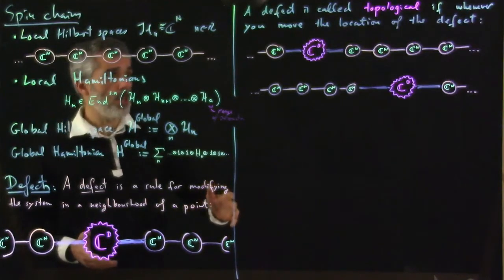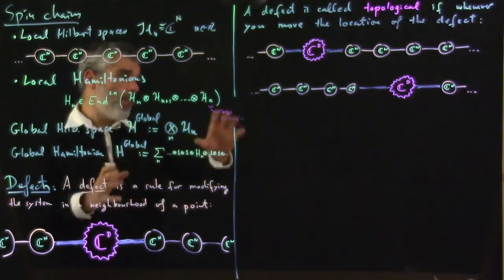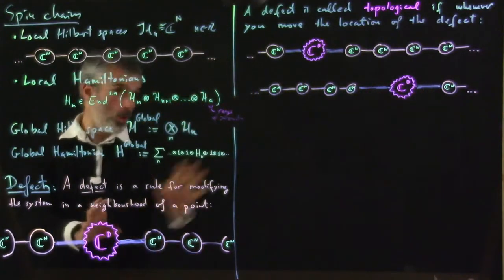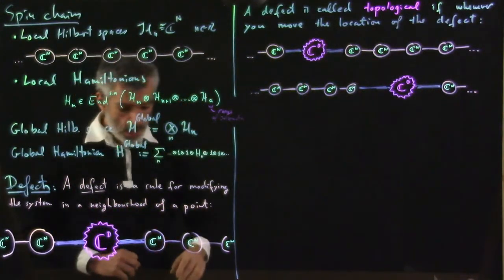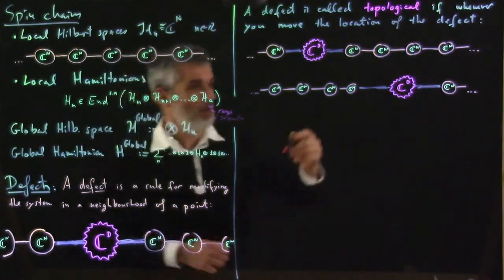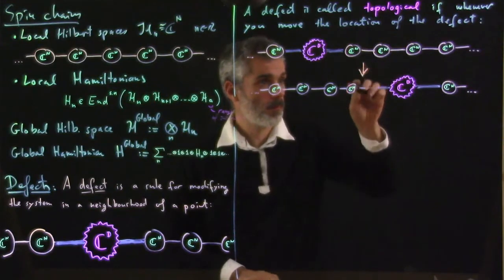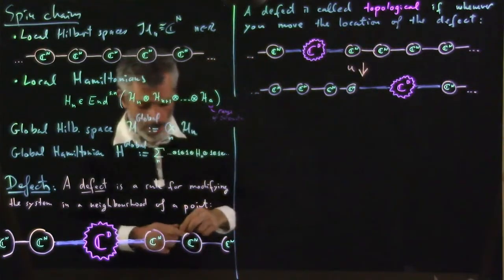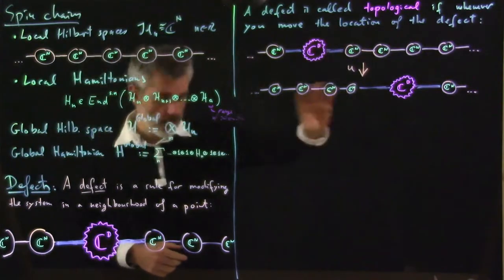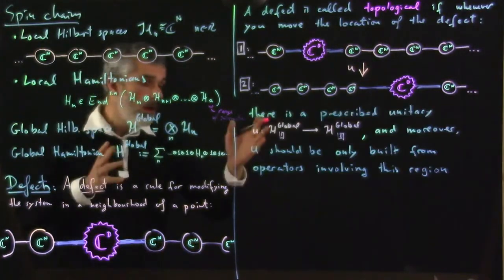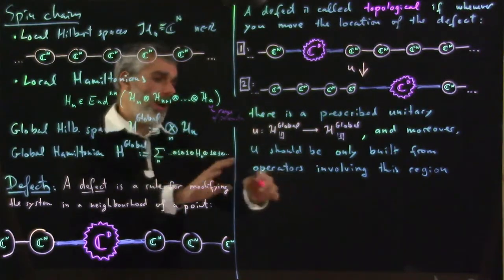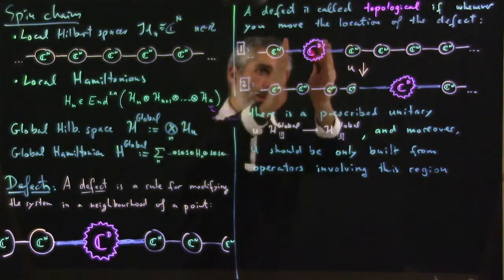A defect is called topological if whenever you move the location of the defect, whenever you put it at some other place with the same local data, there is a prescribed unitary intertwining the global Hilbert space here and there. And moreover, that unitary should be built only by operators involving this region between these two places.